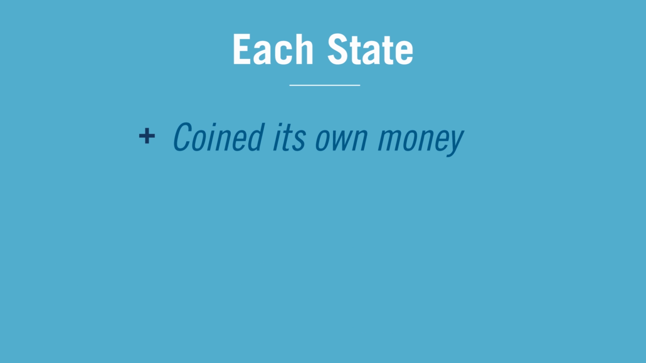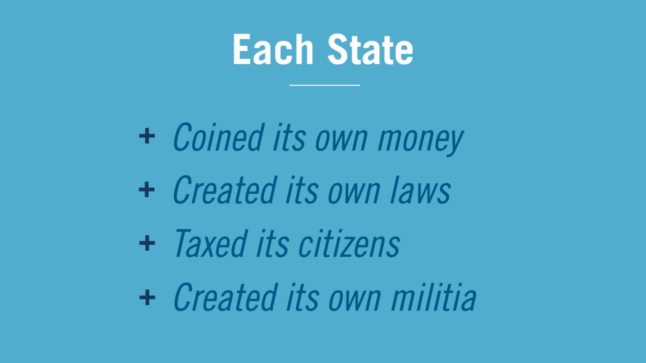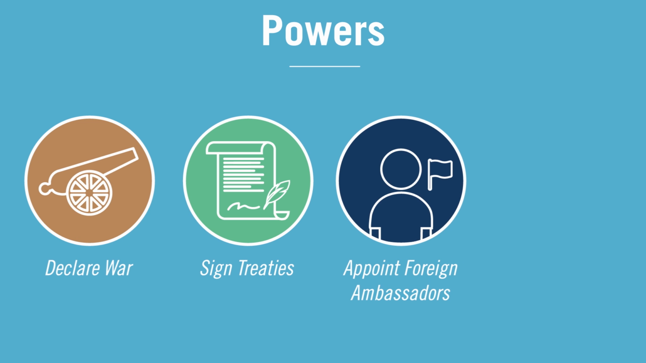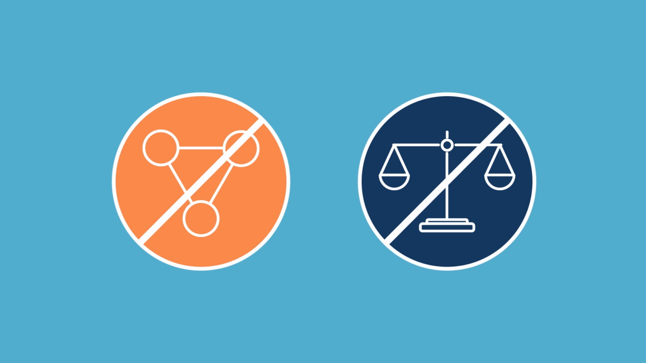For example, under the Articles of Confederation, each state coined its own money, created its own individualized laws, taxed its citizens, and created its own militia. While the Articles addressed American fears of an oppressive government, it had serious drawbacks. It only gave the United States legislature the power to declare war, sign treaties, appoint foreign ambassadors, and manage relations with the Native Americans. There was no separation of powers or checks and balances because there was no national judiciary or executive branch independent of the legislature.